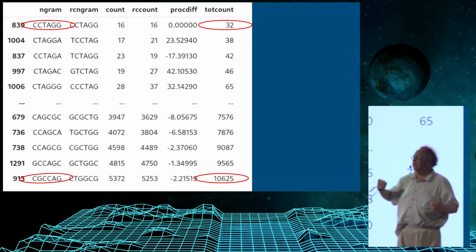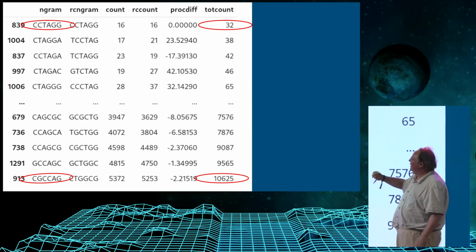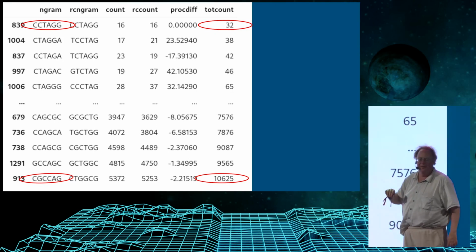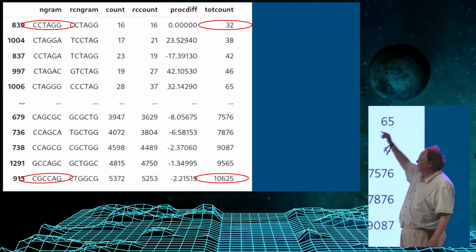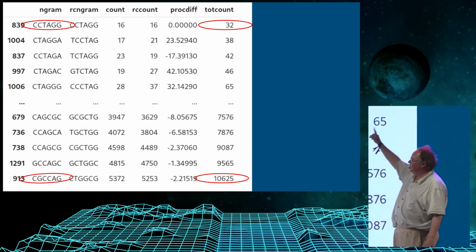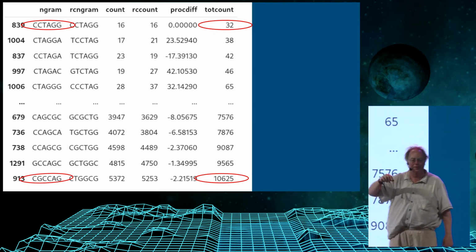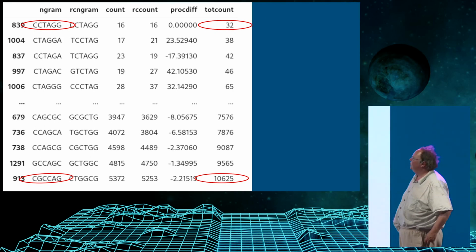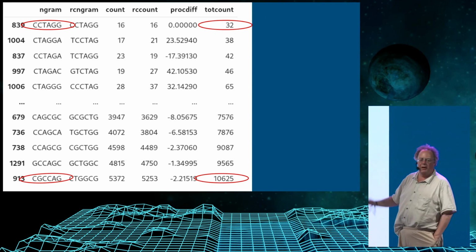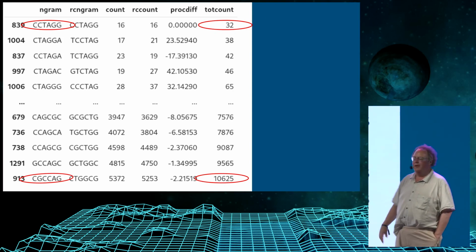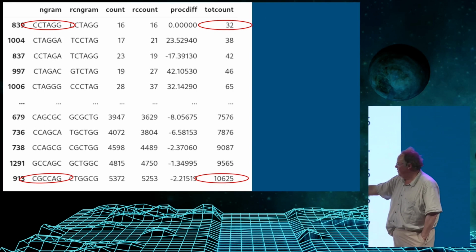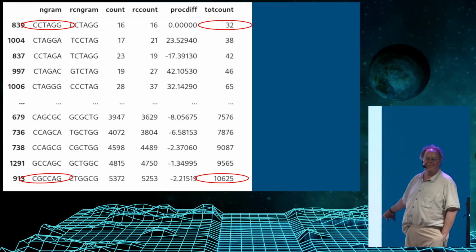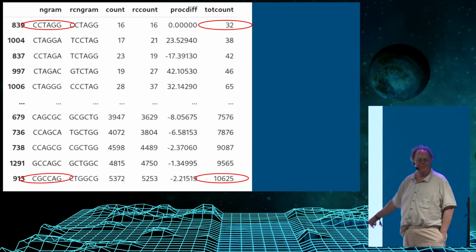And then we find that the string CCT-AGG in a whole bacterium happens 32 times. It's actually 16 times, because I just realized there's a bug in my software. It's nice that I remember that during the presentation. But it's 16. So the sequence CCT-AGG barely happens. Meanwhile, we have the sequence CGC-CAG, which happens 10,000 times. So apparently this is a very popular sequence.